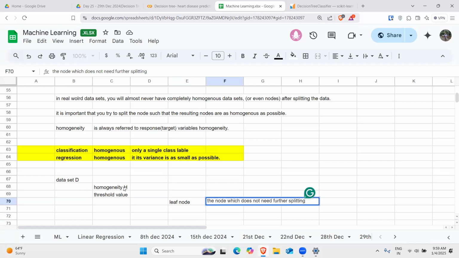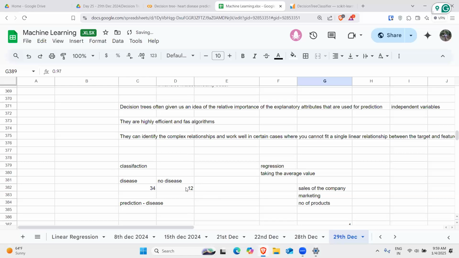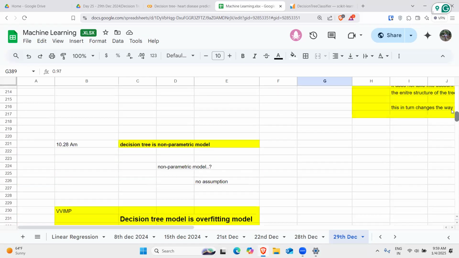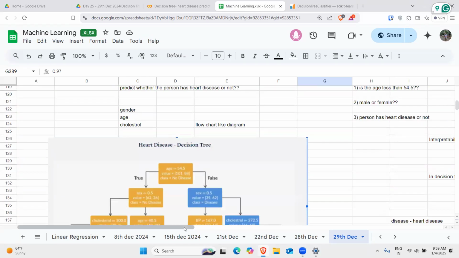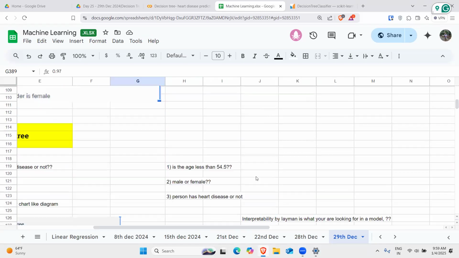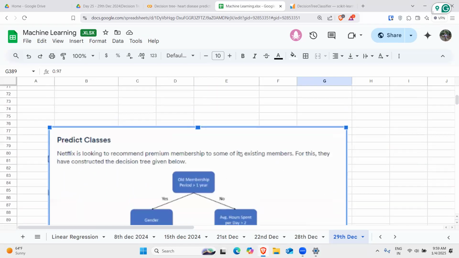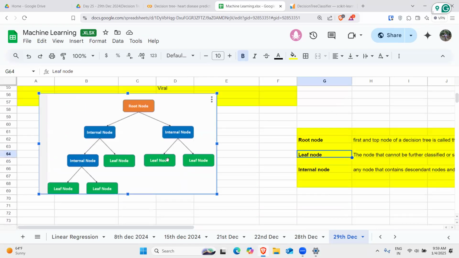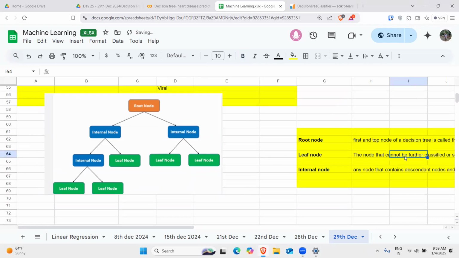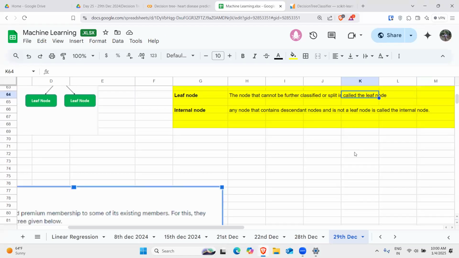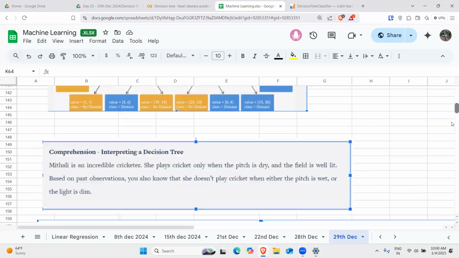Yes or no? For example, in the last session, we discussed the concept of a leaf node over here, right? This is your leaf node. What is a leaf node? The node from where further splitting is not possible. The node that cannot be further classified or split is called a leaf node, right?